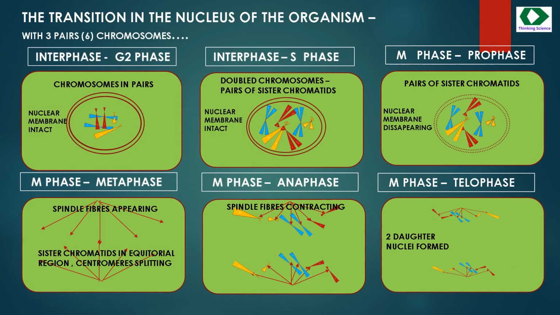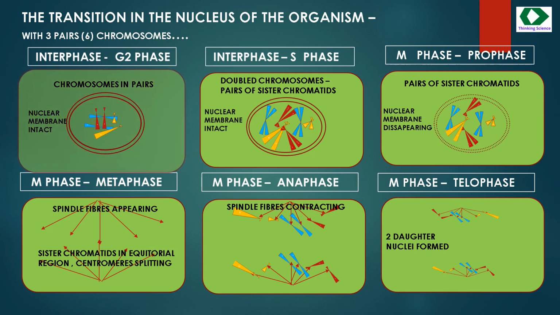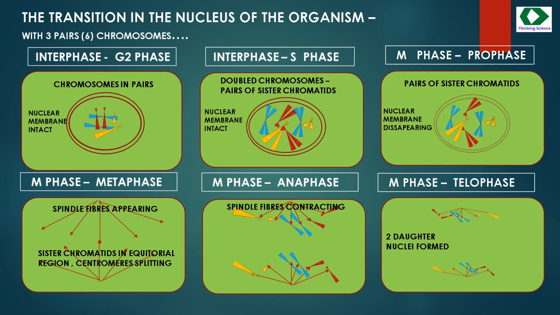So dear students, a recap of the transition in the nucleus of that organism over many phases. We are starting with 3 pairs, that is 6 chromosomes. In interphase, in the growth phase, that is G2 phase, the chromosomes are in pairs in the form of chromatin network inside the nuclear membrane. I have shown it as chromosomes here, but it is actually in the form of chromatin network. Then when they come to S phase of interphase, they are preparing for division. So the chromosomes double themselves and become pairs of sister chromatids, but the nuclear membrane is still intact and the sister chromatids are in the form of chromatin network.